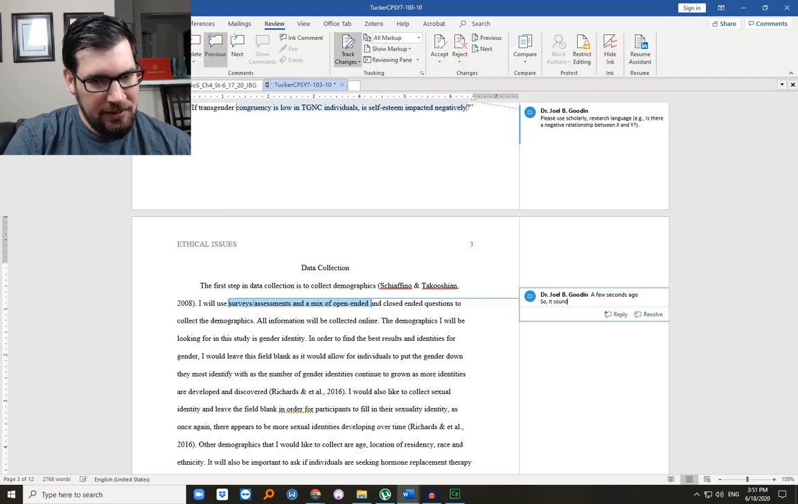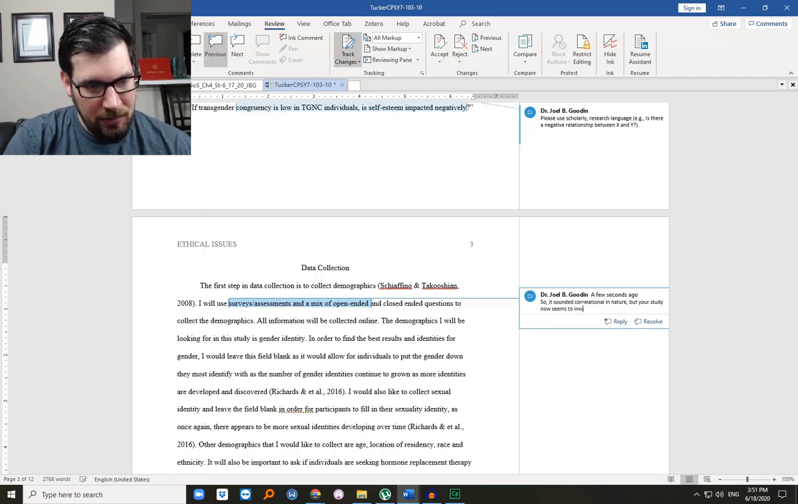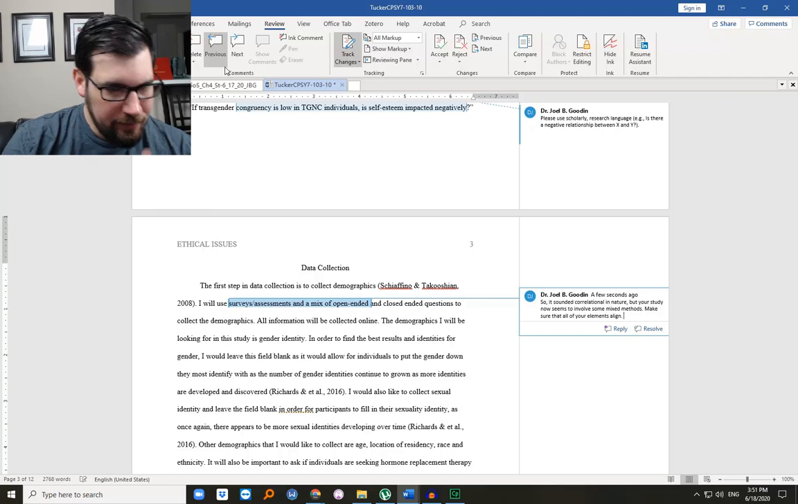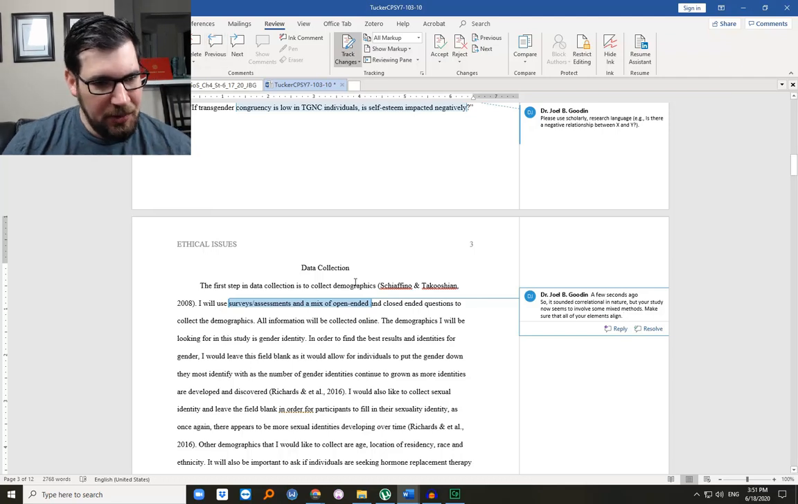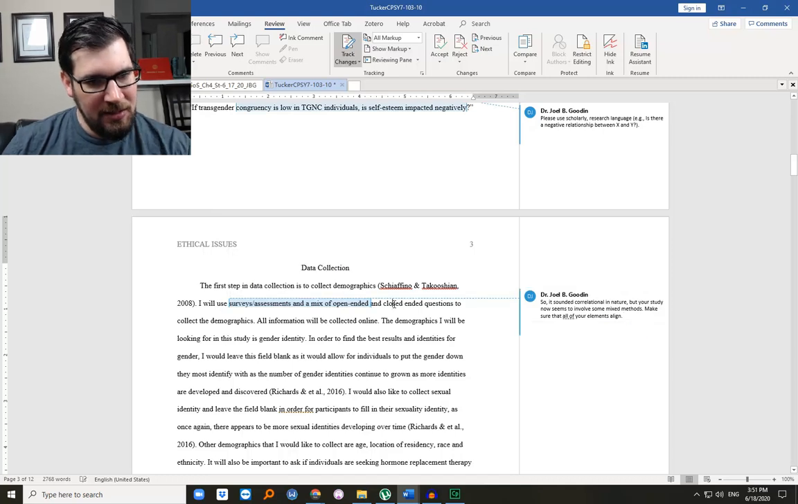so it sounded correlational in nature, but your study now seems to involve some mixed methods. Make sure that all of your elements align. Of course, that's not the biggest issue in this assignment, but they need to be reminded of that, and they need to be learning all the things and putting them together for the whole, in this case, research methods course.